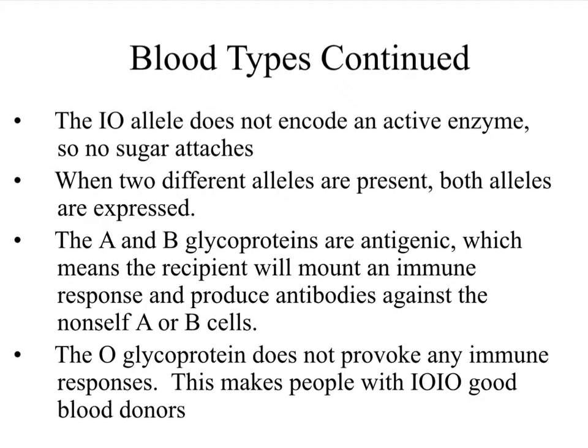Another thing to keep in mind is that the A and the B glycoproteins are antigenic. And so that means that the recipient is going to mount an immune response and produce antibodies against the opposite letter. So that means that A is going to produce antibodies against B, and B is going to produce antibodies against A. So the blood will attack the other type of blood. This is what we're getting into. The O glycoprotein does not provoke any immune responses at all. And so that makes people that have this blood type O, which is called IOIO, good blood donors.